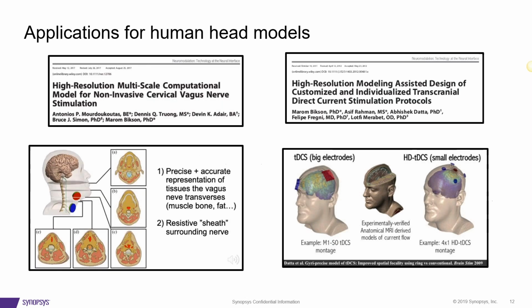There are a couple of papers here showing some of the previous uses of the specific data set that we're going to be looking at today, mainly in the field of transcranial direct current stimulation, which happened to be the research interest of the source of the data itself. But other than those, there's obviously a broad range of applications for these kind of detailed anatomical head models.